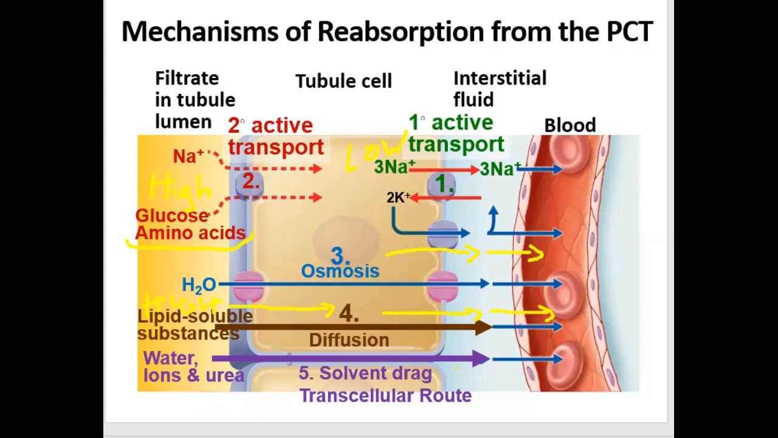The last transport mechanism for reabsorption is sometimes called solvent drag, and this involves substances moving with water by a paracellular route, meaning in between cells. And it's just due to hydrostatic fluid pressure. So there's a lot of fluid in the tubule lumen, and some pressure is building up, not a lot, but some, and that creates pressure or a force to move water in between cells, and with it water brings ions and urea and other substances.